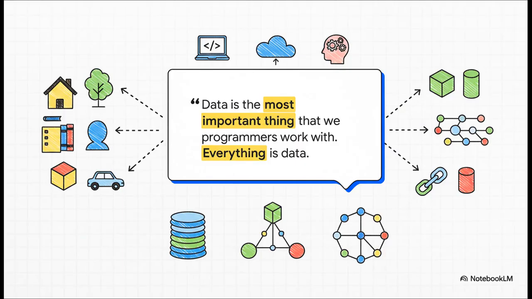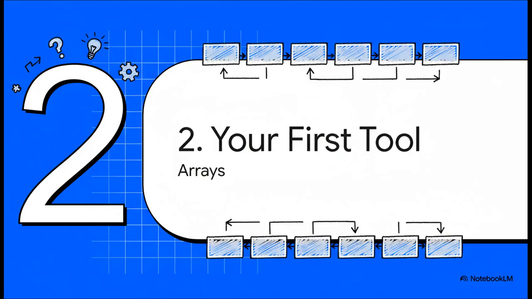And look, this isn't just some abstract theory. As the programmer Ivo Janč puts it, this is the absolute core of what we do. We're constantly taking real-world things and translating them into data. So how we choose to model that data is one of the most important decisions we make. Okay, with that foundation in place, let's look at the most fundamental tool in any programmer's toolbox, the array.